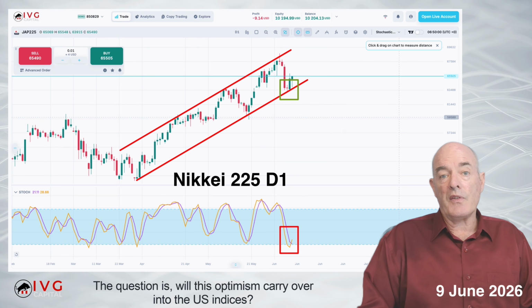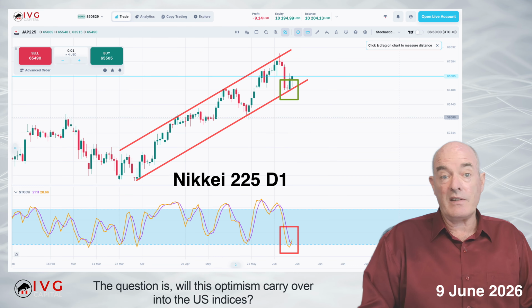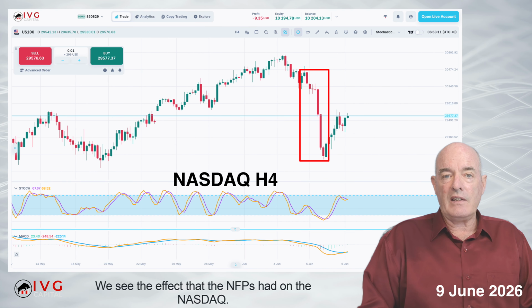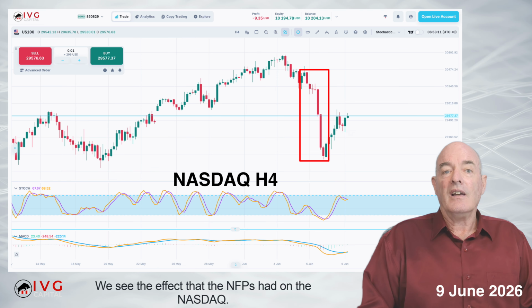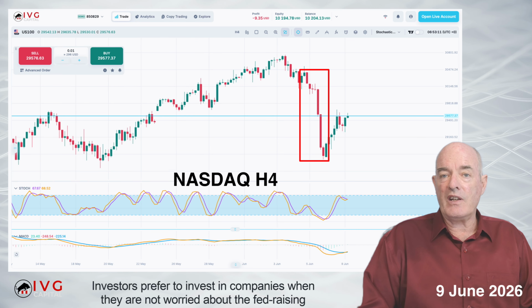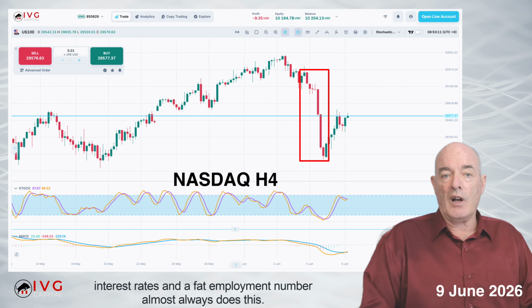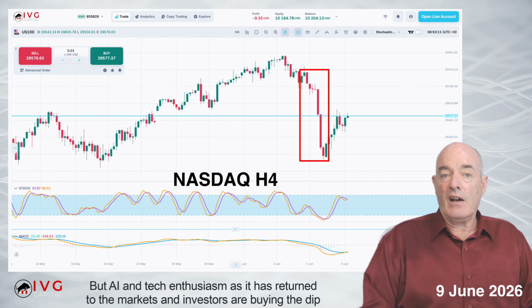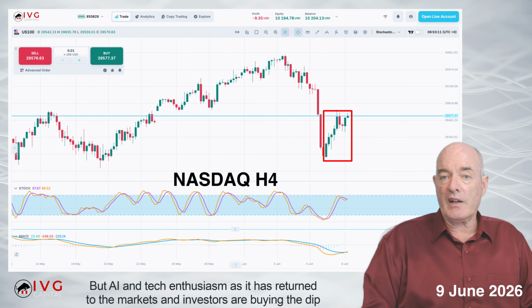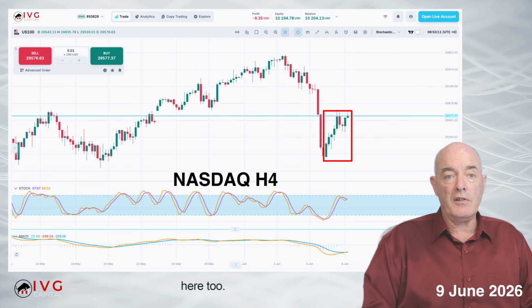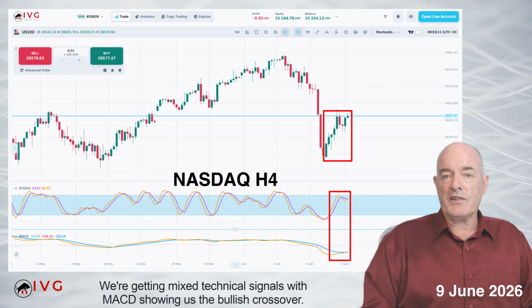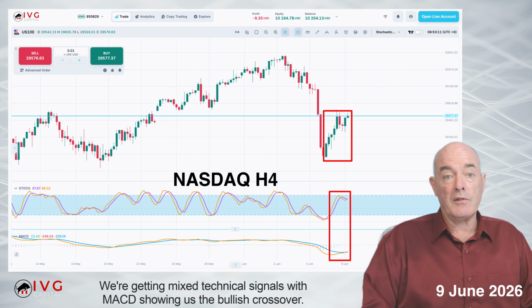The question is, will this optimism carry over into the US indices? We see the effect that the NFPs had on the NASDAQ. Investors prefer to invest in companies when they are not worried about the Fed raising interest rates, and a fat employment number almost always does this. But AI and tech enthusiasm has returned to the markets, and investors are buying the dip here too. We're getting mixed technical signals with MACD showing us a bullish crossover.